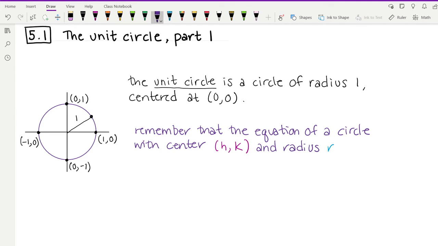If you have a circle with that center and that radius, the equation of that circle is going to be x minus the x coordinate of the center, so (x - h)^2, plus y minus the y coordinate of the center, so (y - k)^2, is equal to, and then on the right-hand side we have r^2.